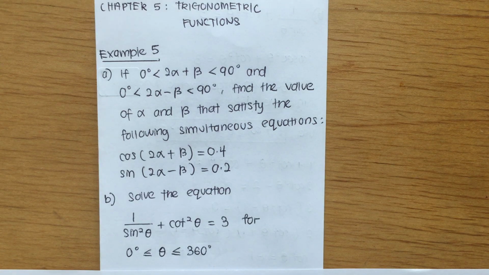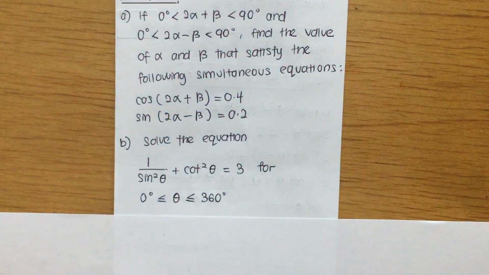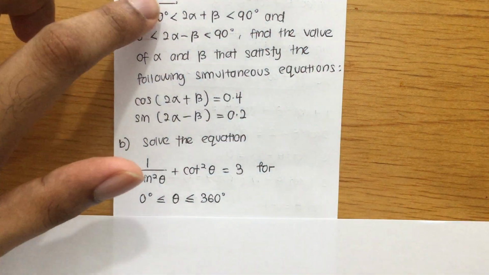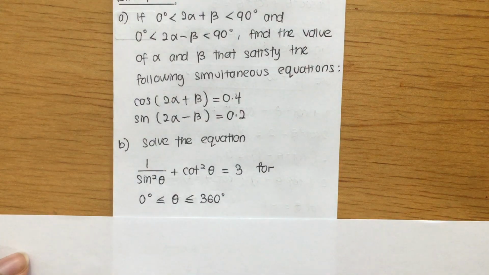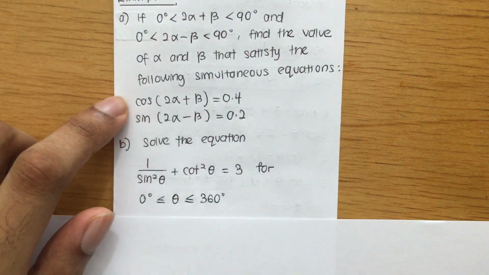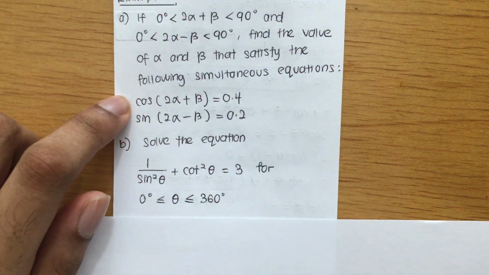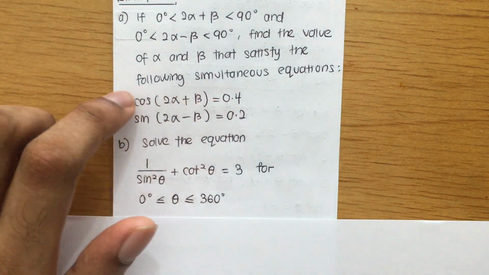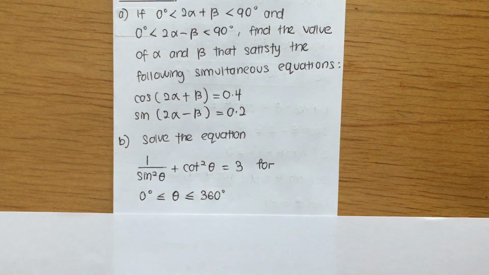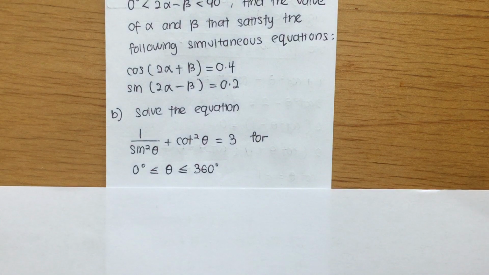We're going to start by looking at question A first. For question A, they have already given the two respective ranges as our guidance. And then we're going to have a look at our cos(2 alpha plus beta) equals 0.4 as our simultaneous equation. Okay, let's look at the solutions now.